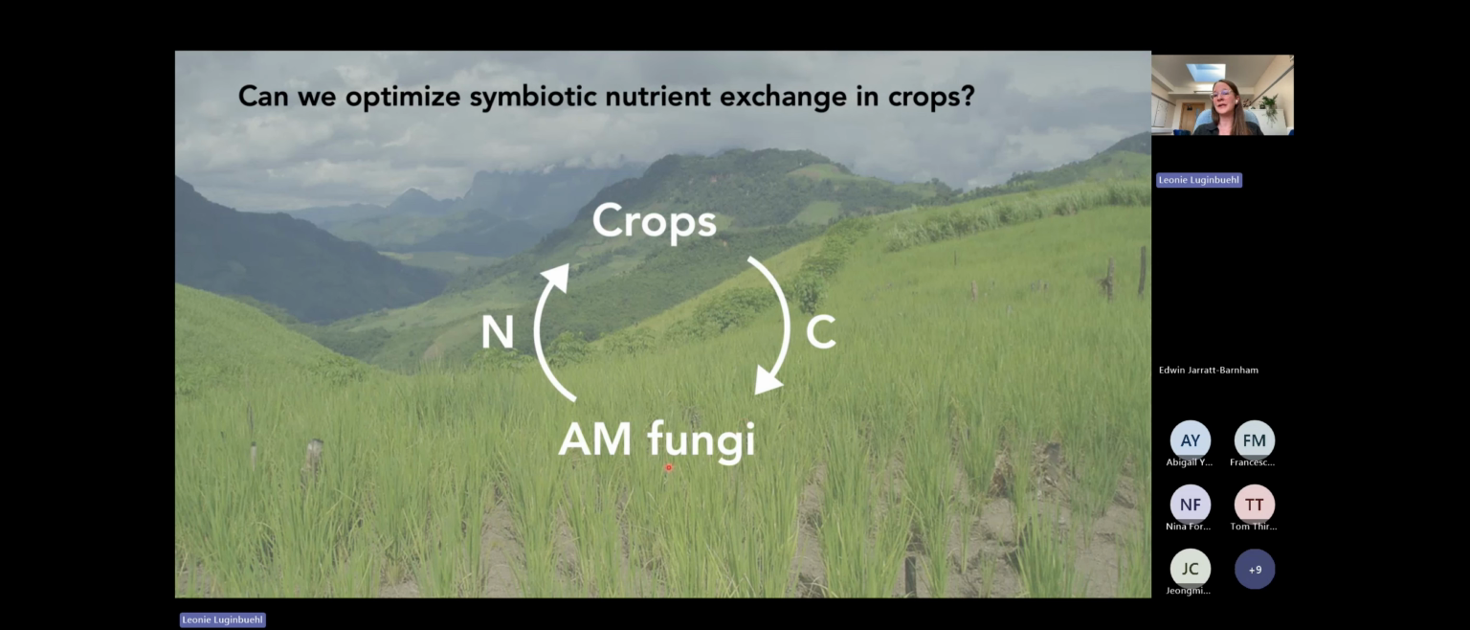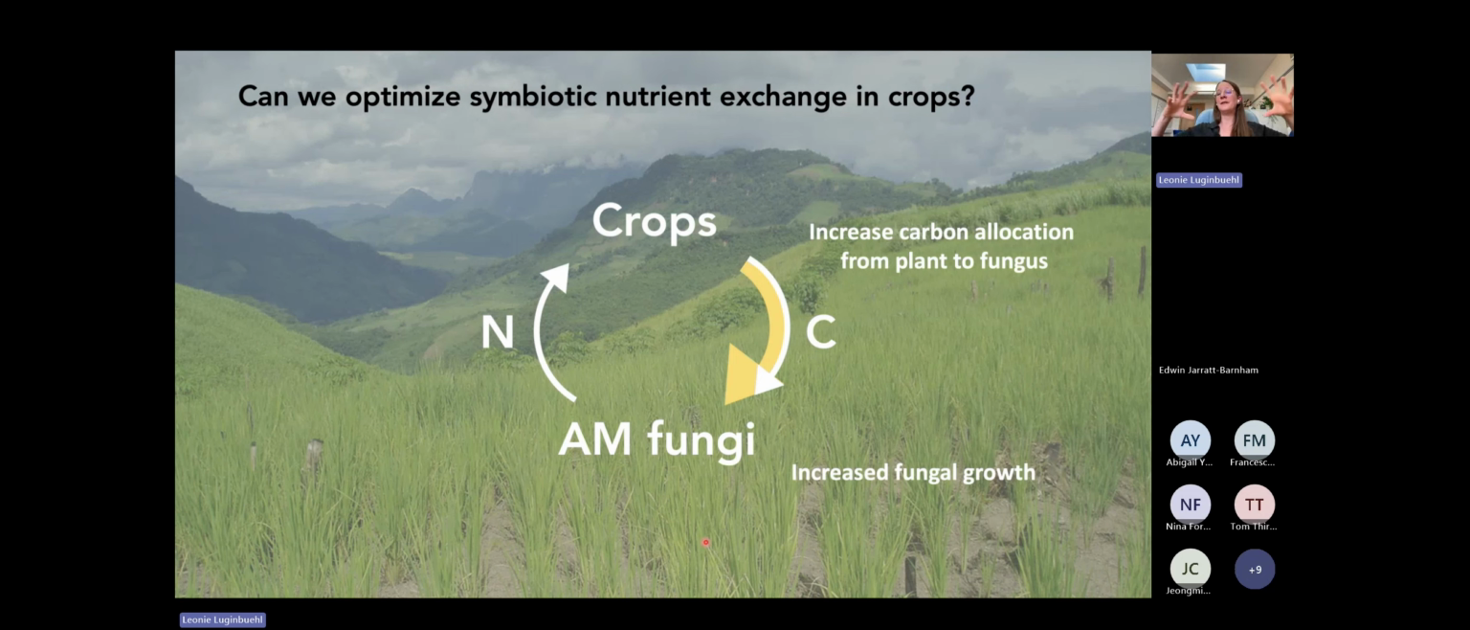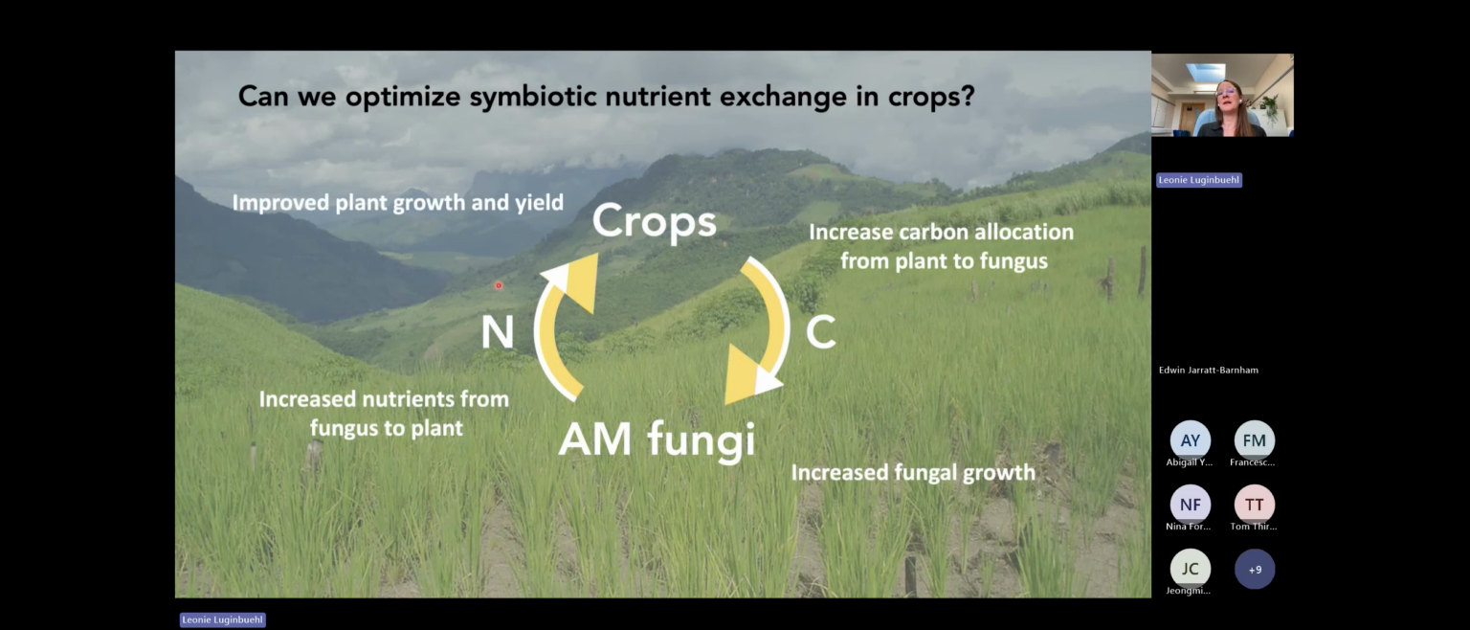So one of the ideas that we're working on is to try and increase carbon allocation from the plant to the fungus. If we can feed the fungus with more carbon, this might increase fungal growth in the soil. It might support the hyphal network in the soil, which in turn could lead to better nutrient uptake through the fungus and more nutrient provision to the plant. And in turn, of course, that could then increase plant growth and yield. And so we're trying to figure out what the role of carbon is in this nutrient exchange and how we could potentially optimize that in crops such as rice.